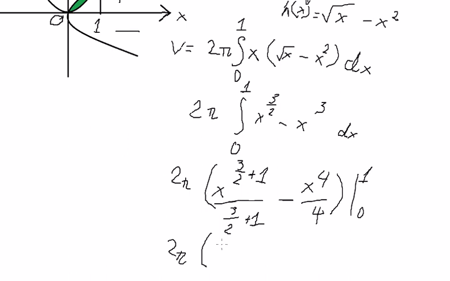That's 3 over 20. We simplify with 2 and you get 3π over 10. And that's it, the final answer.